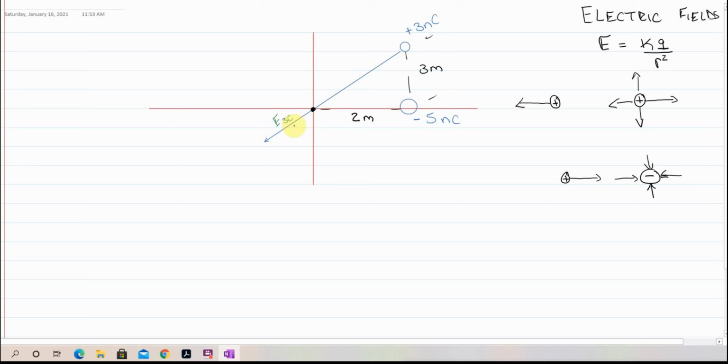What, that one is at an angle. So what we've actually drawn is the resultant electric field. We don't have that in components yet. And why is that important?